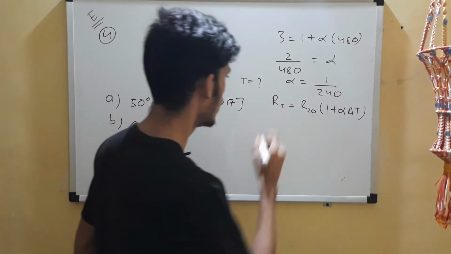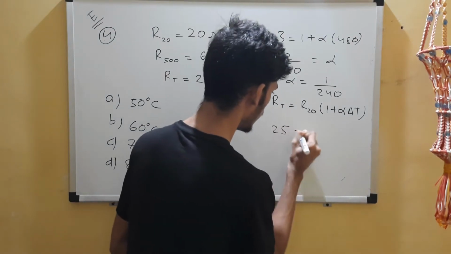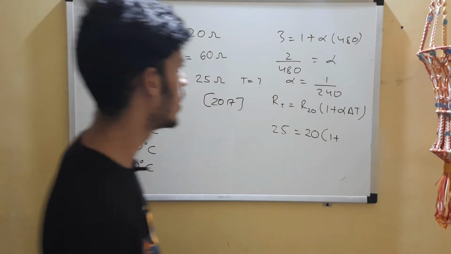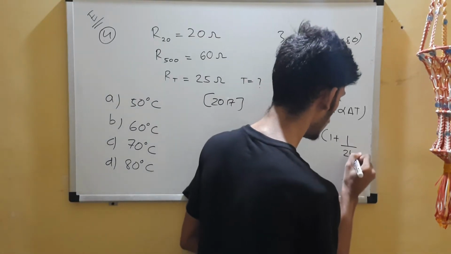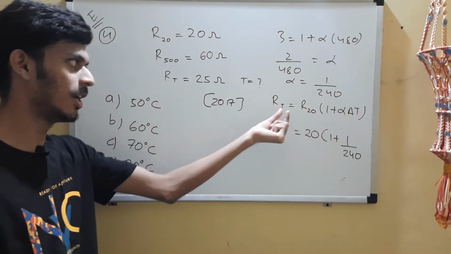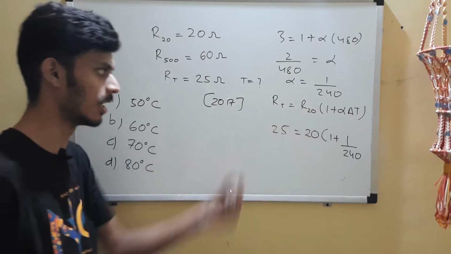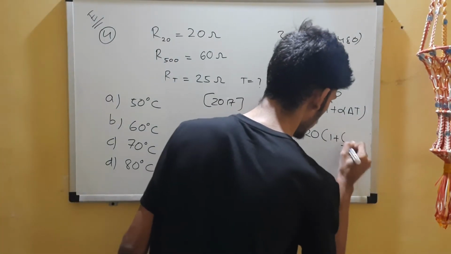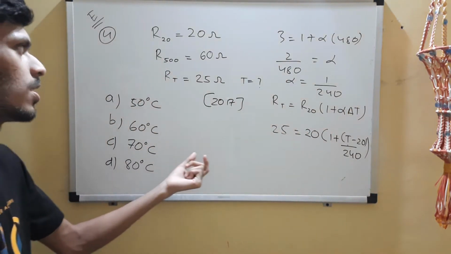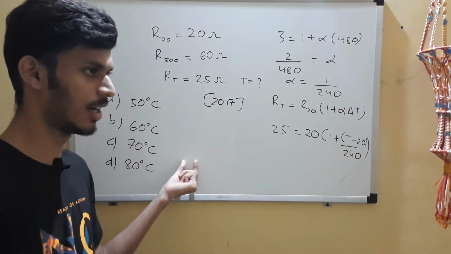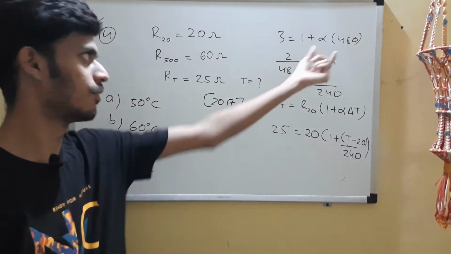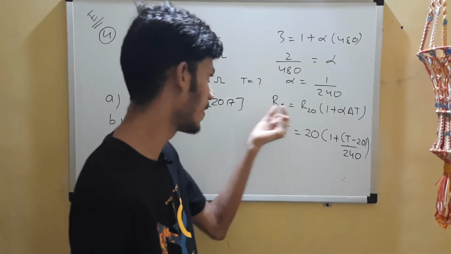Okay, here we know that resistance at T is 25, resistance at 20 is 20 into 1 plus alpha, alpha is 1 by 240 into delta T. Now you can see that the temperature is changed from 20 to T, right? 20 to T. So the temperature difference over here is T minus 20. Just like in the previous case, it was 520 to 500, so the temperature difference was 500 minus 20, 480. So here also T minus 20.